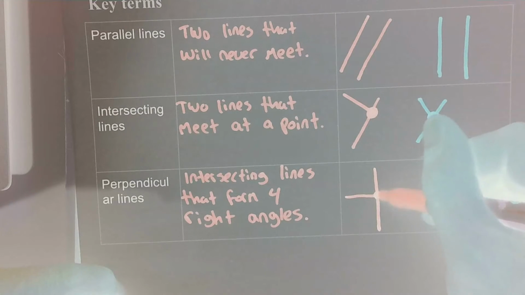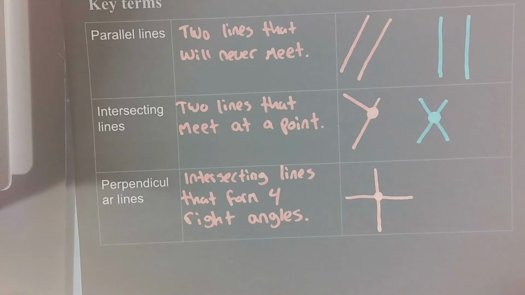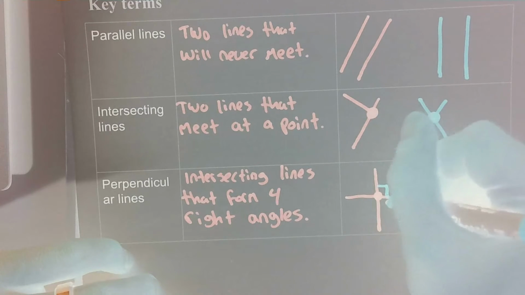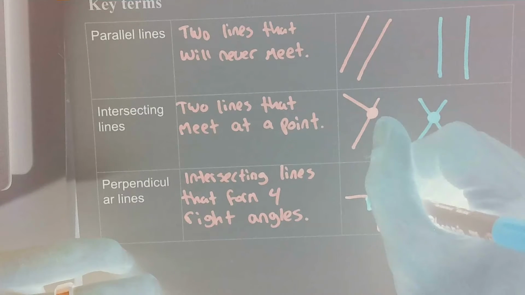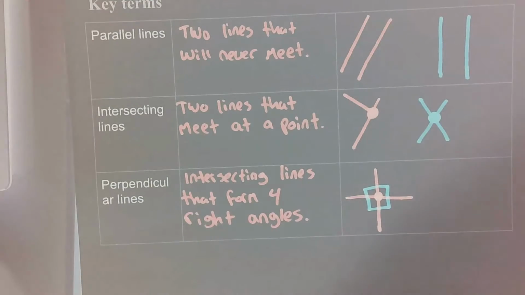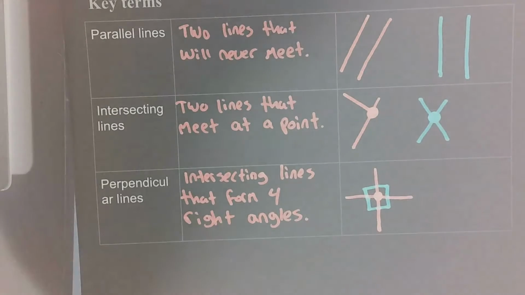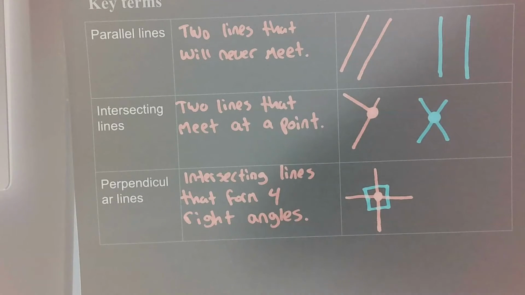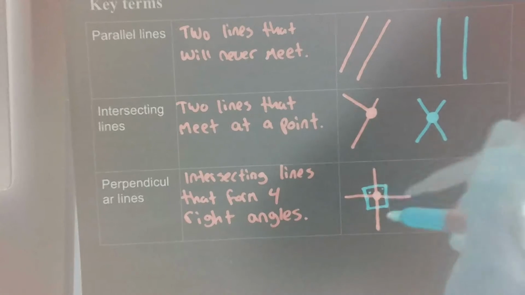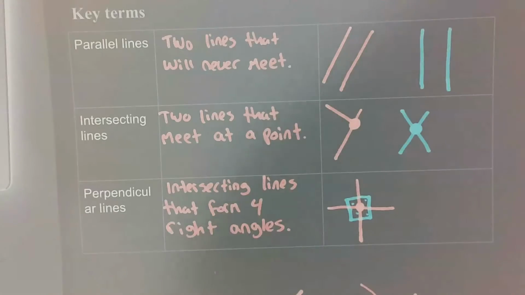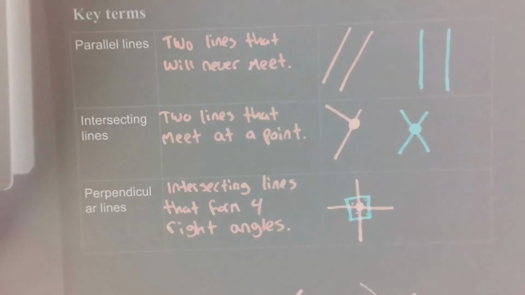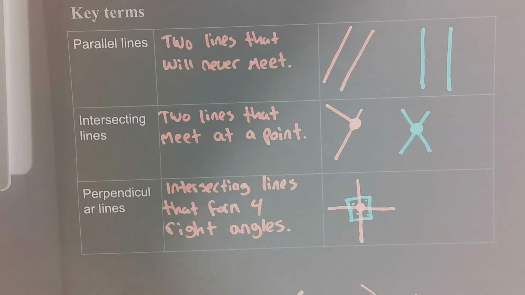These two lines meet at this point right here, but they also create 1, 2, 3, 4 right angles. You can think of perpendicular lines as lines that meet to create this big plus sign here, creating 4 right angles where you can draw a square right in the middle of where they all meet, and it will create, again, 1, 2, 3, 4 right angles. Let's pause here to make sure we all have these three definitions and examples either typed or written into our notes.